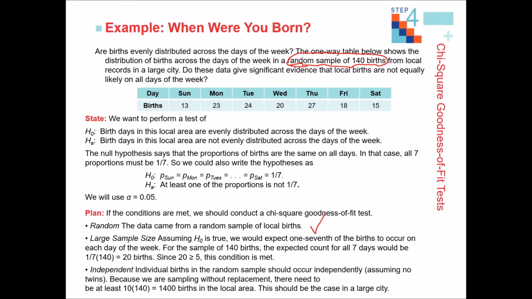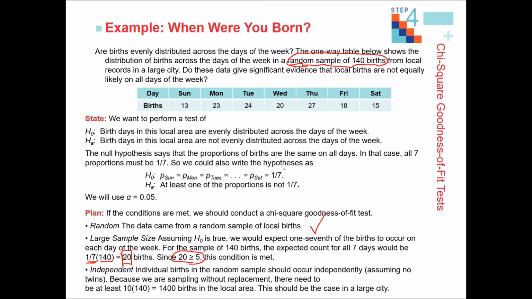Now, assuming the null hypothesis is true, then we'd expect 1/7 of the births to occur on each day of the week. We need to go through and find an expected count now for each day of the week. An easy way to do this is just to take this probability 1/7 and multiply by the total, which is 140. That actually gives us 20 births per day. And remember that we need that expected count to always be bigger than 5. So here we can see pretty clearly that 20 births per day will be bigger than 5 on any given day. So we have a large enough sample size.